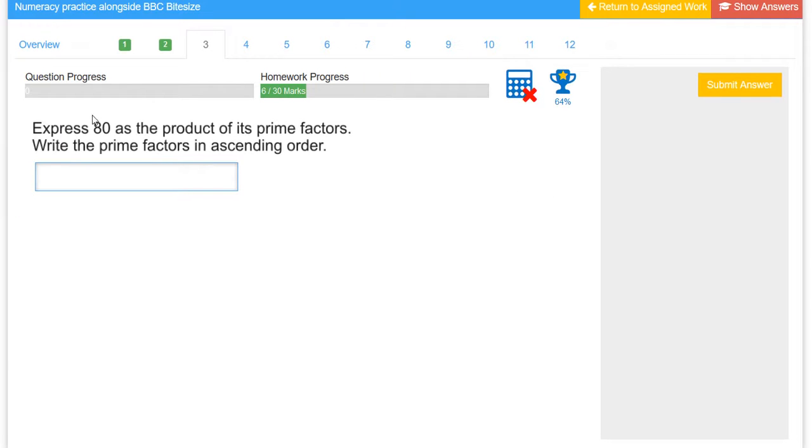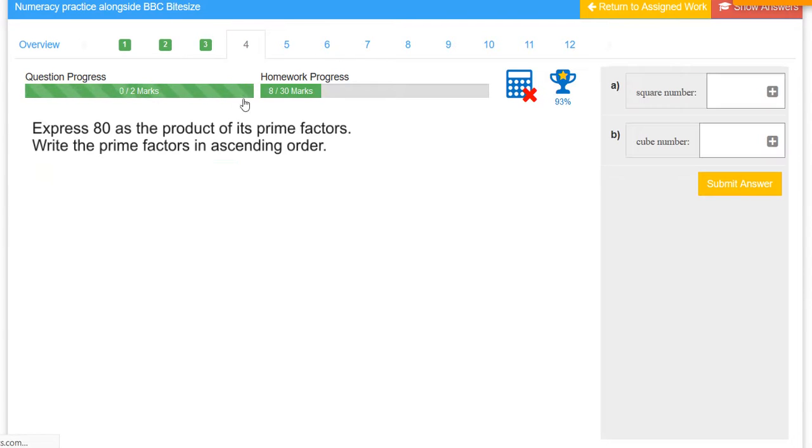2 to the power of 4 times 5. Well, it says a product of prime factors. It doesn't say in index form. So I'm just going to write 2 times 2 times 2 times 2 times 5. And we'll see how we do. And there we go.